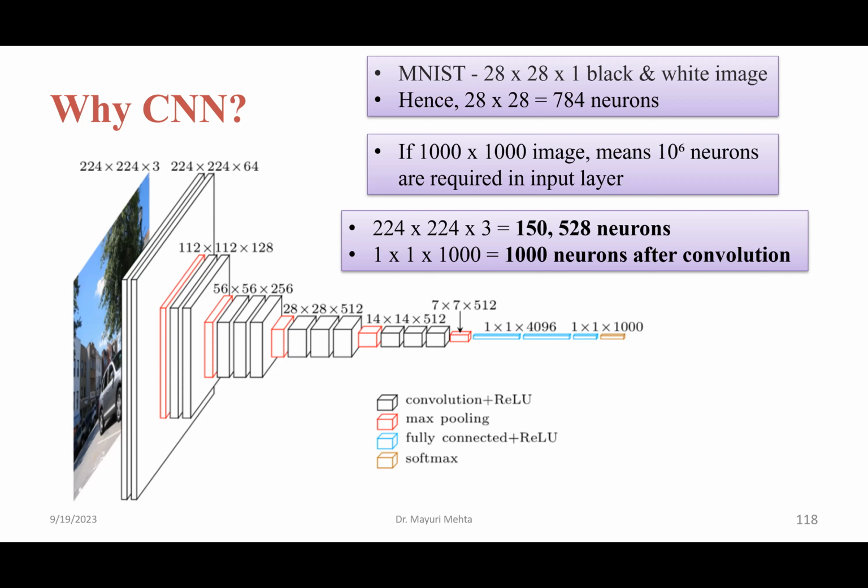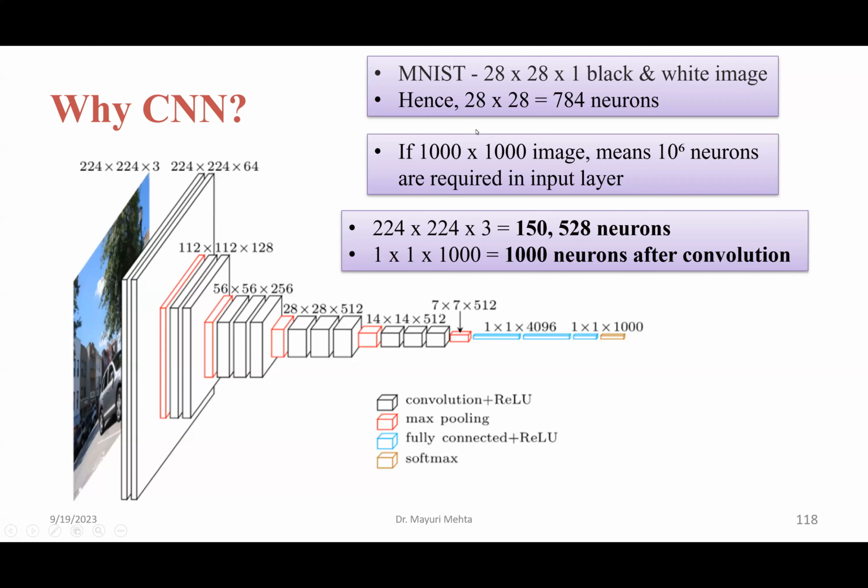So if there are 10 raised to 6 pixels in your image, 10 raised to 6 neurons will be there in the input layer. If there are 784 pixels in your image, 784 neurons will be there in the input layer of your neural network. Okay, I hope this is clear to everyone, how we feed an image to a neural network. All the MNIST images are of size 28 cross 28 cross 1, so total pixels are 784, and in your input layer, 784 neurons are required.